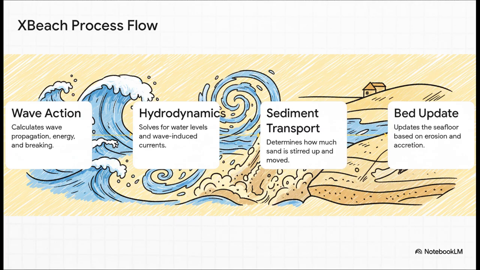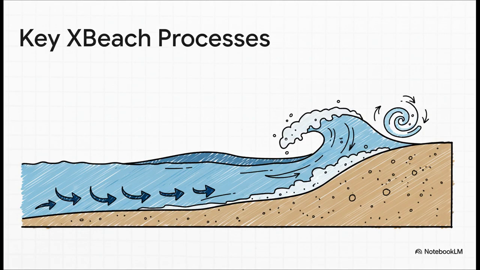It's more like a chain reaction. It starts by calculating what the waves are doing, which tells it about water levels and currents. That, in turn, tells it how much sand gets moved around. And finally, it updates the shape of the seafloor, and then the whole process starts right over again for the next moment in time.